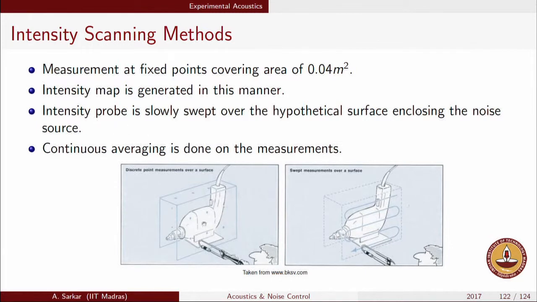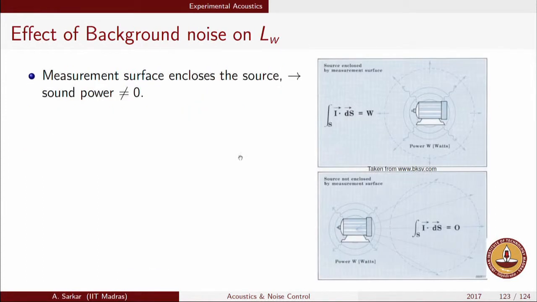Between these points you have to move in a very slow manner and take measurements, and in case you have repeated measurements then you have to take some averaging also, which we have discussed. One very important reason why we should go for intensity measurement is that it is unaffected by background noise, whereas sound pressure level measurement is definitely going to be affected by background noise. So, let us see why this happens.